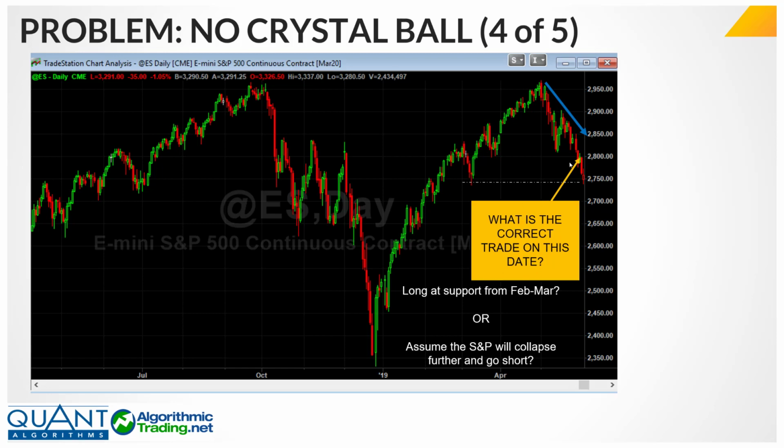How about here? Do you go long when it hits support right in here from February, March, expecting it to bounce back? Or do you assume the S&P will collapse further and go short? Maybe you would have drawn a trend line from this point over around 2800 and gone long somewhere in here, only to have been stopped out or be at a loss. It's very difficult when you do this kind of chart analysis.